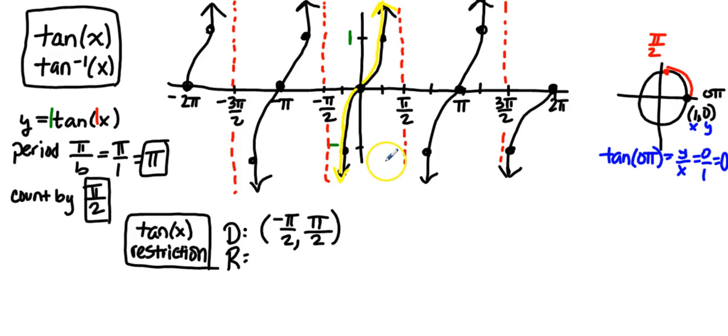Now our range, if I take a look, I come in from the bottom, I hit negative infinity, and from the top, positive infinity. So my range is all real numbers, or you can say negative infinity to infinity.